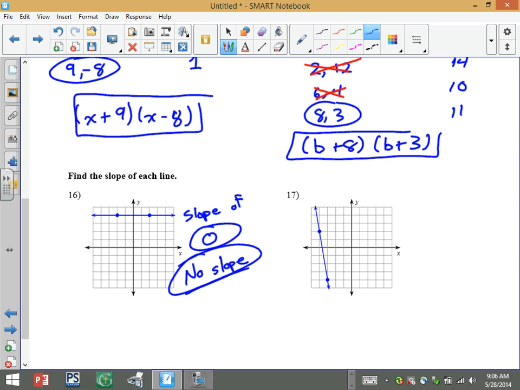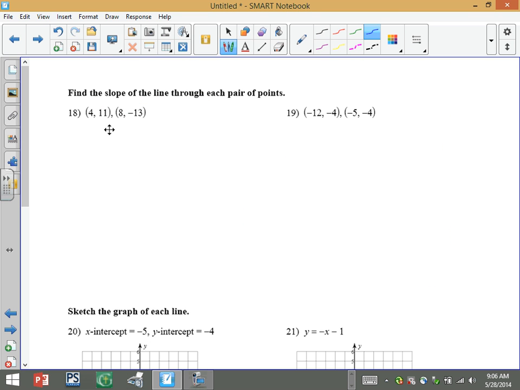For number 17, I can tell you right away that's down, so that's a negative. And remember, it's rise over run, so we went down 1, 2, 3, 4, 5, 6, down 6, and then forward 1, so negative 6 over 1, and that'll simplify. You can just write it as negative 6. You might also need to be able to find the slope given 2 points.